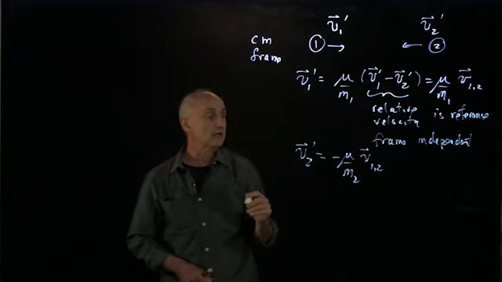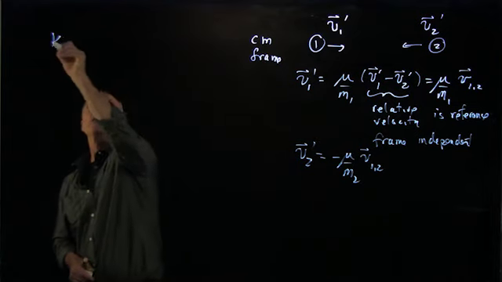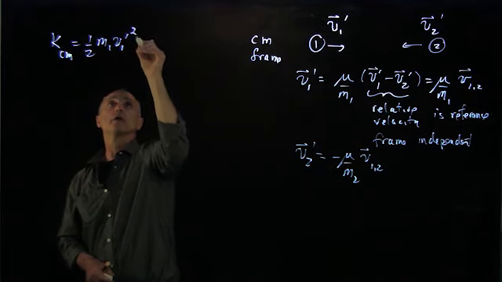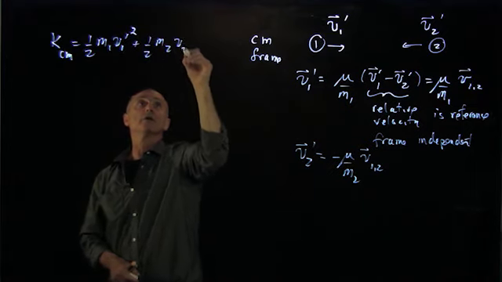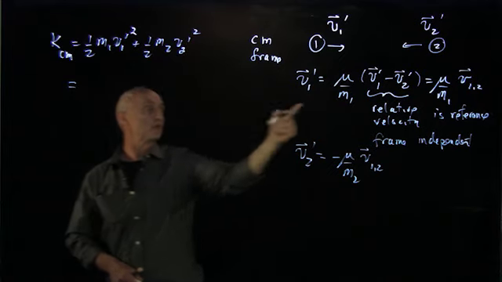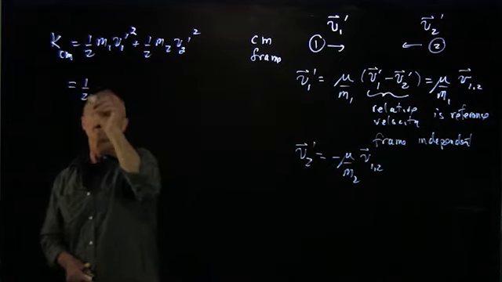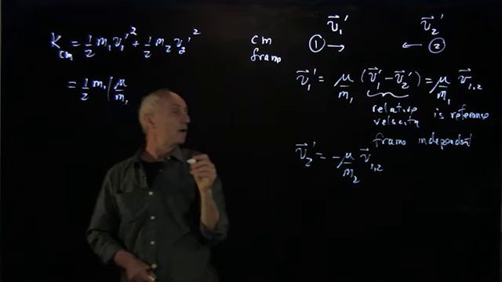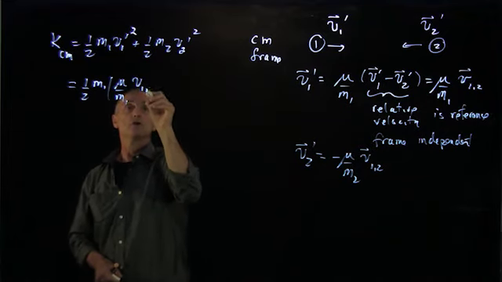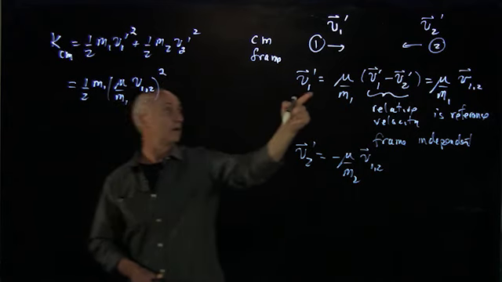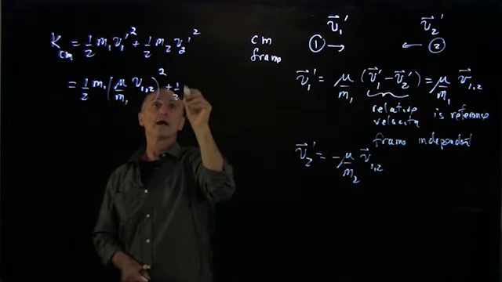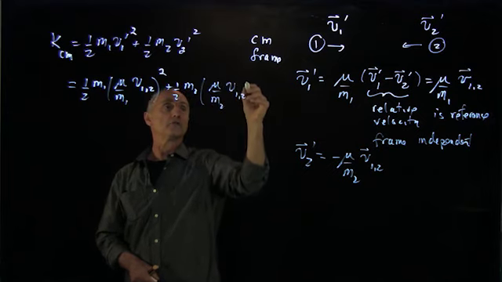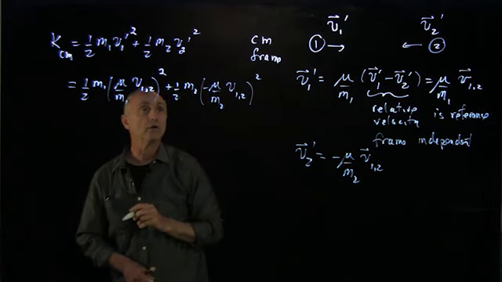So now let's calculate the kinetic energy in the center of mass frame. So Kcm is 1/2 m1 v1 prime squared plus 1/2 m2 v2 prime squared. Now let's use our results in terms of relative velocity. So we have 1/2 m1 mu over m1 times v12 squared, because we're squaring that, plus 1/2 m2 mu over m2 times v12 squared. The minus sign doesn't matter anymore because we're squaring it.